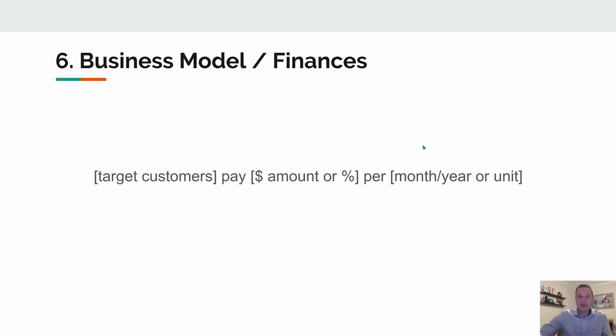Slide number 6, business model and finances. You're going to do a couple things here. One is you're going to describe how you're going to make money. So how do you charge for customers? Is it a monthly fee? Is it a one-time fee? Is it a percent for every transaction they do? What and how are you charging your customers?